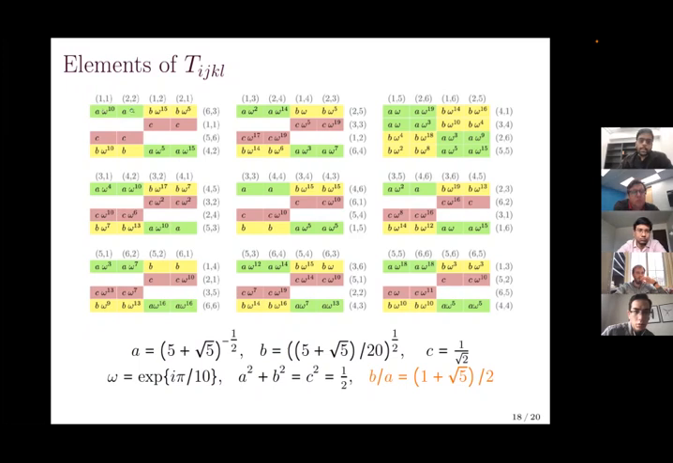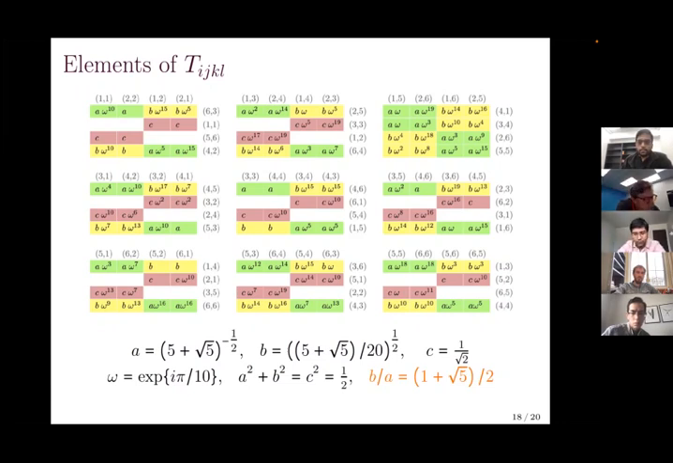The corresponding T_ijkl values are shown in terms of A, B, C, and omega, where A is 1 over the square root of 5 plus square root 5, B is this, C is 1 over square root 2, and omega is a 20th order root of unity. And apparently this B by A is actually the golden ratio. That's why they call this state the golden absolutely maximally entangled state.